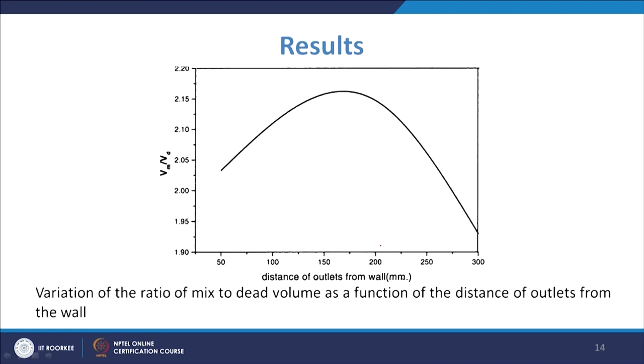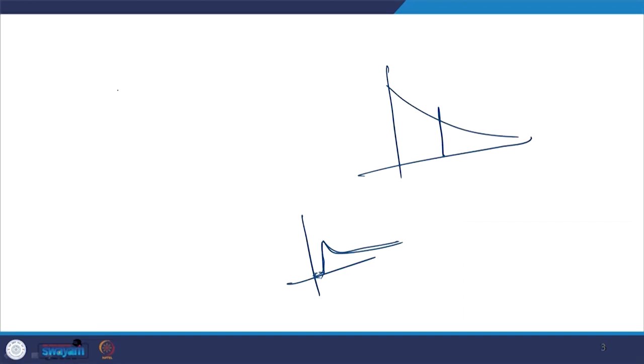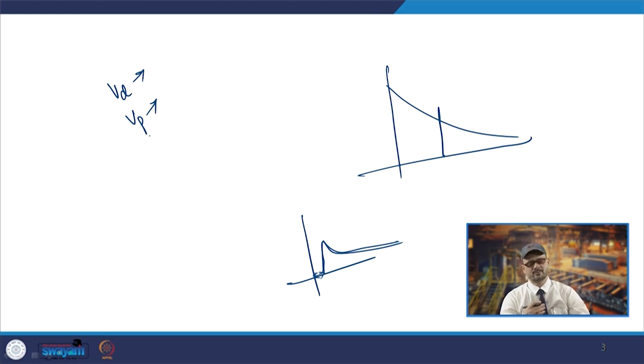Now, to find the variation of the ratio of mixed to dead volume, what we do is calculate the dead volume. That will be 1 minus actual mean residence time divided by theoretical mean residence time. Then you also calculate the plug volume, which is indicative of the breakthrough time, that is, when you have the first appearance of tracer. Once you know VD and VP, you get the mixed volume VM.